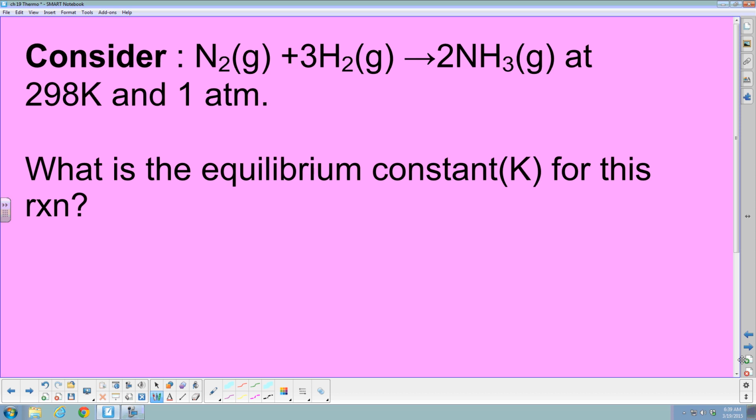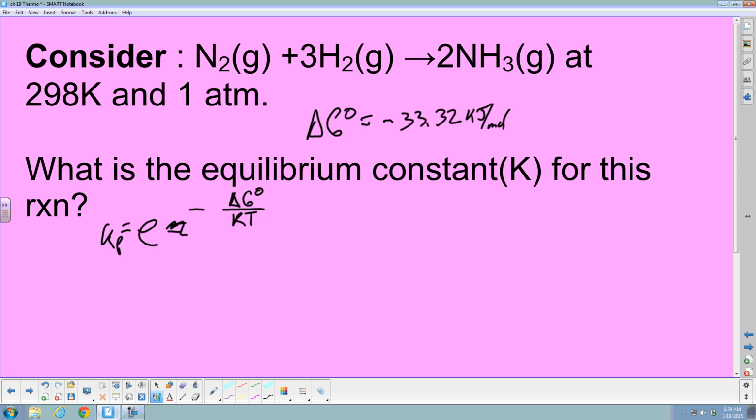All right. So we need our, what did we say? Kp equals e to the negative delta G prime over RT. For this equation, fortunately, we've already calculated our delta G prime from the previous problem, and it was negative 33.32 kilojoules per mole. Great. So what's my Kp equal to?